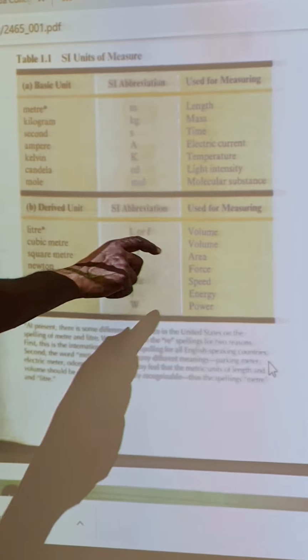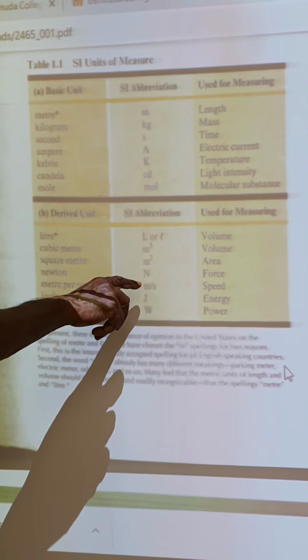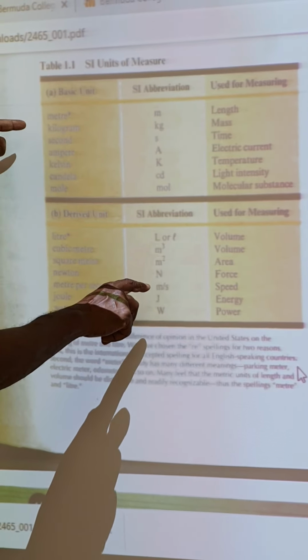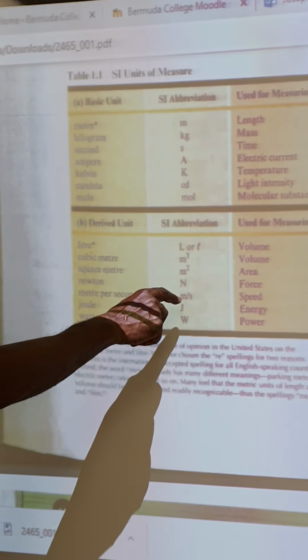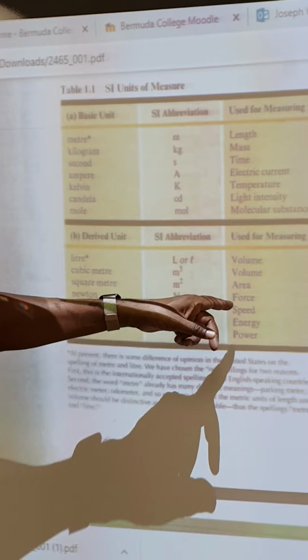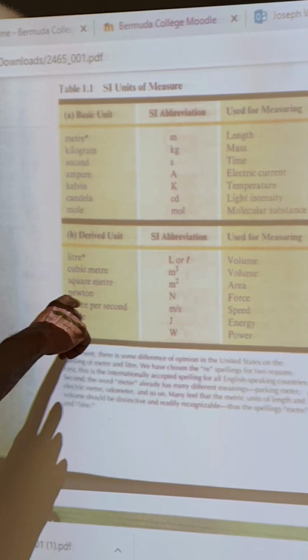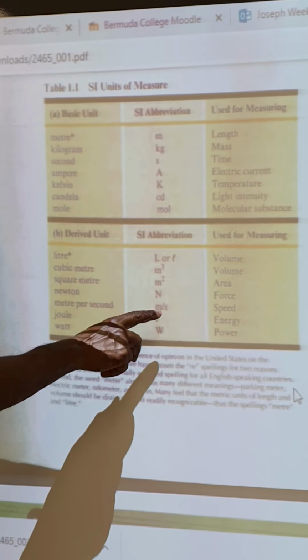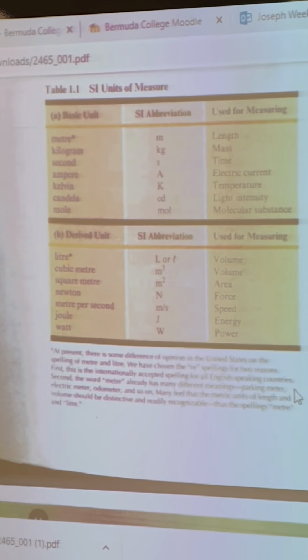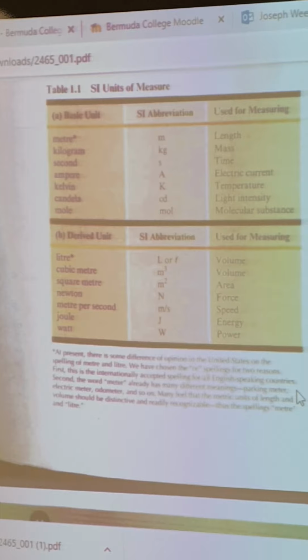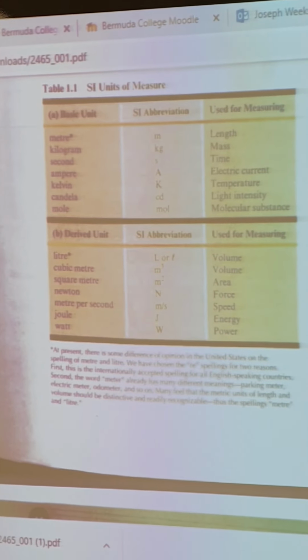Newton, capital N, measuring force. Meters per second is derived from the basic units, so you have your meter and you have your second, so little m / little s. That's for measuring speed. The joule is capital J for energy. The watt, capital W, for power. So this is your basic unit table. That's where you get your units for measuring.